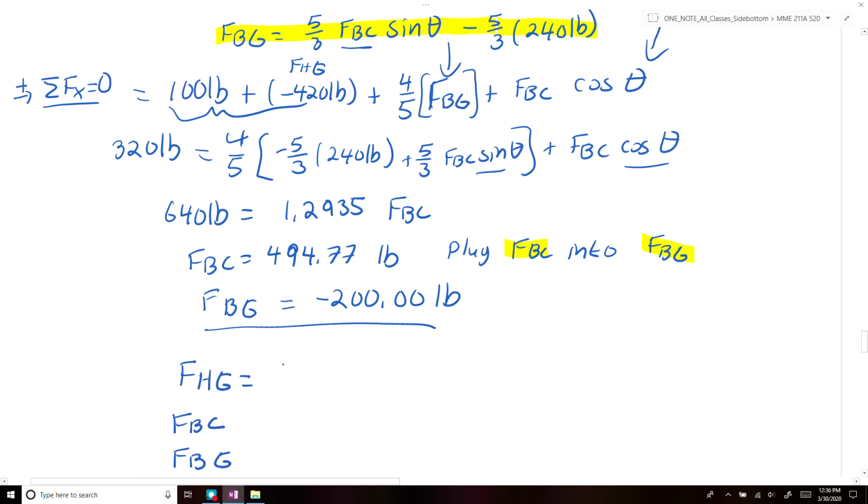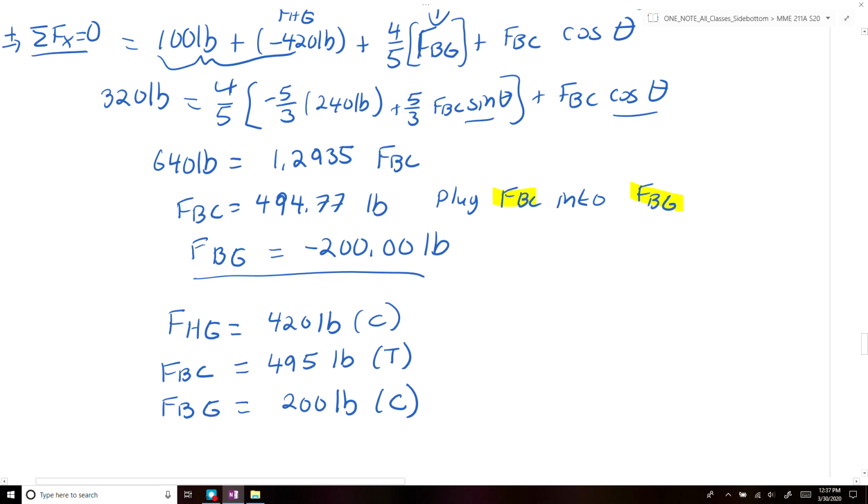So F_HG was equal to 420 pounds. When we solved that problem, we found that it actually had a negative magnitude, so therefore it must be in compression, based off of the free body diagram. So F_BC we found to be a positive magnitude, so it was equal to 425 pounds in tension. And then the last thing was F_BG was equal to 200 pounds in compression.